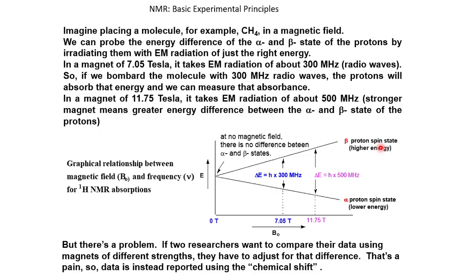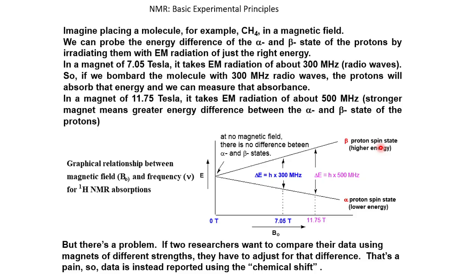Now imagine, for example, we place CH4, methane, in a magnetic field. We can probe the energy difference between the alpha and beta states of the protons, not carbon, of the protons, by irradiating with electromagnetic radiation of exactly that amount of energy. For a magnet of 7.05 Tesla, this corresponds to about 300 megahertz radio waves. If we bombard the molecule with 300 megahertz radio waves, the protons will absorb that much energy, and we can measure that absorbance.